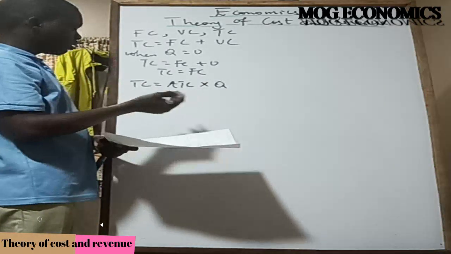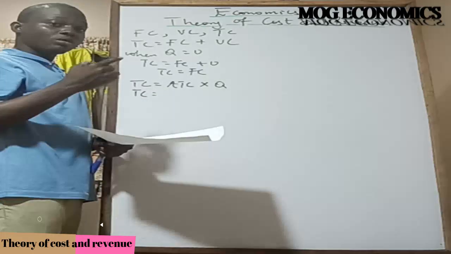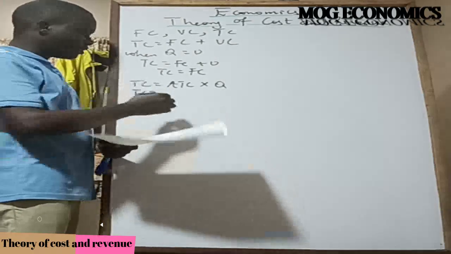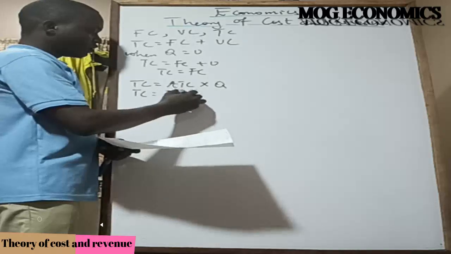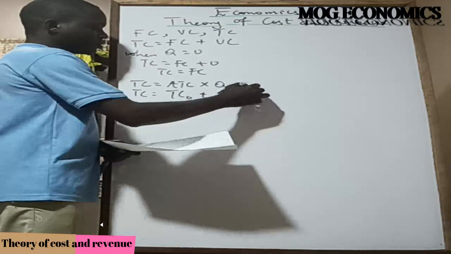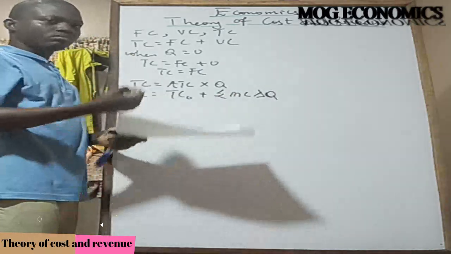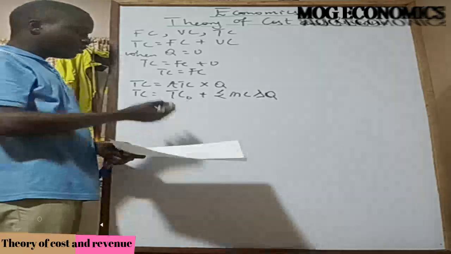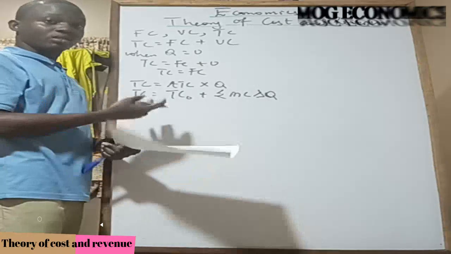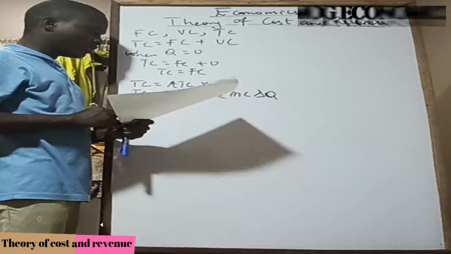Another way you can solve your total cost is the initial total cost, the first total cost, TC naught, plus the sum of your marginal costs multiplied by the change in output. I'm a little bit sure that you've probably not seen this formula before, or maybe not written this way. That's good, so let's proceed. Was there another total cost formula you noted?